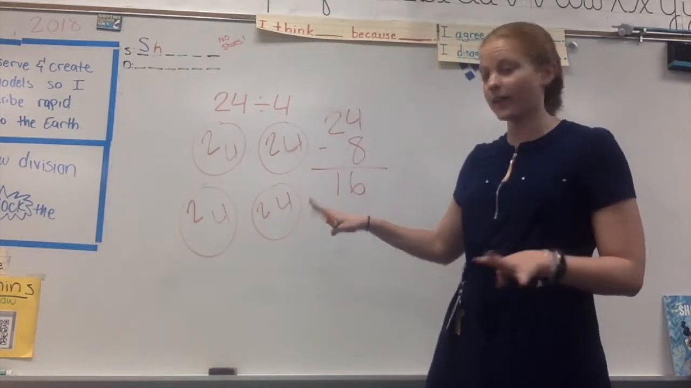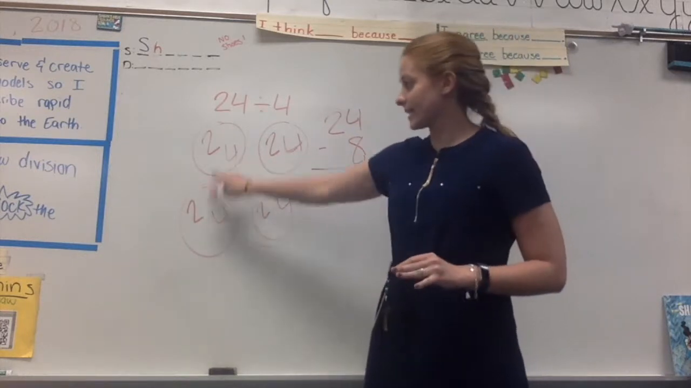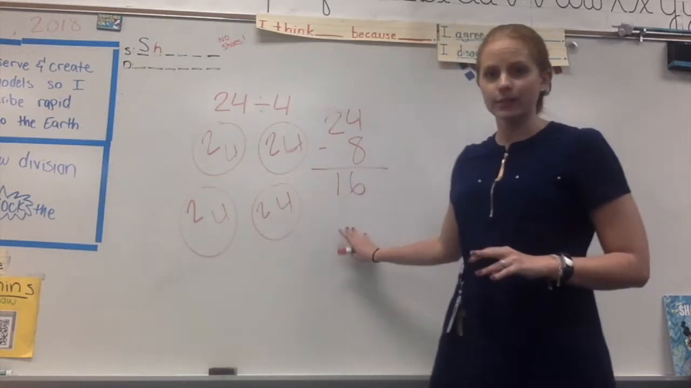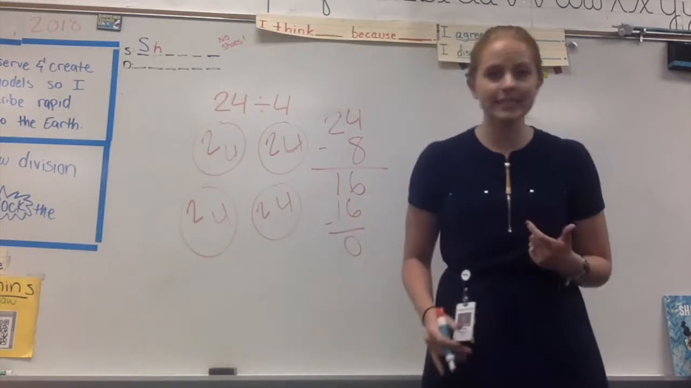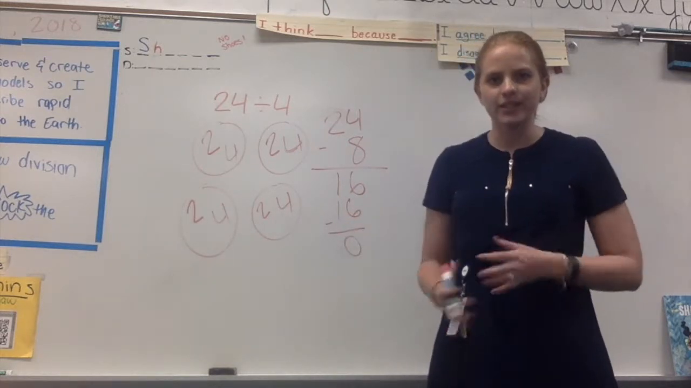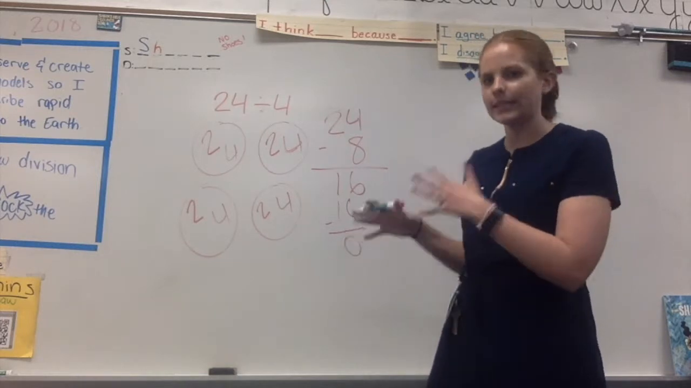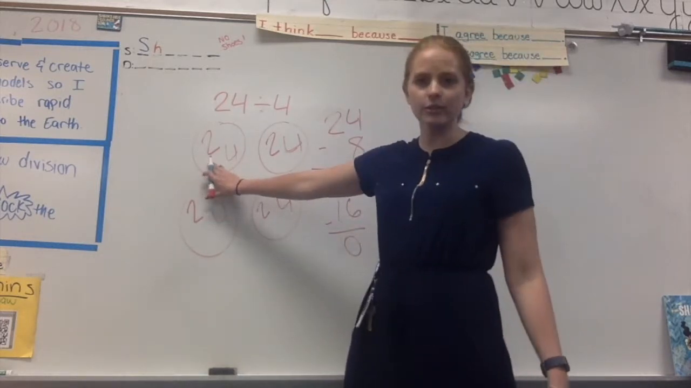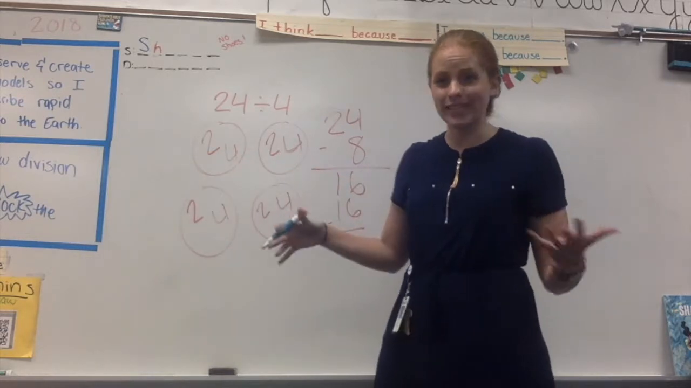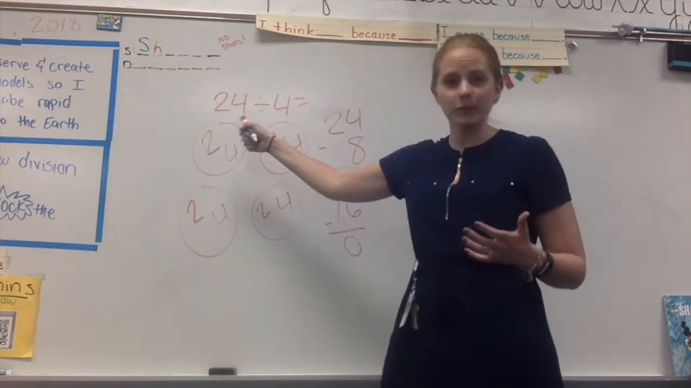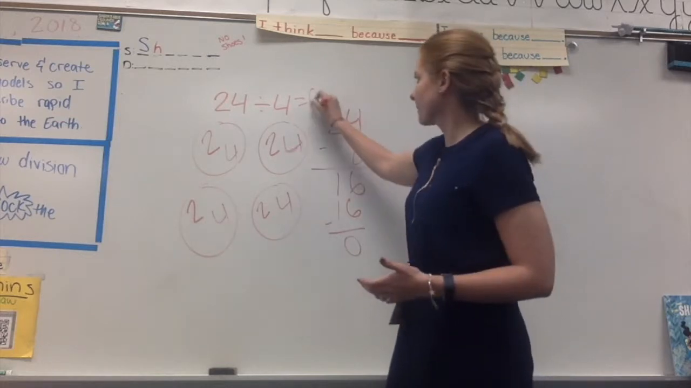And then so far I've used 4, 8, 12, 16. So I'll go over here and take away my 16, and I'm left with 0. So now my answer is what is in each group. So I have a 2 in each group and a 4 in each group. So 2 plus 4 is 6. So our answer, 24 divided by 4 equals 6.